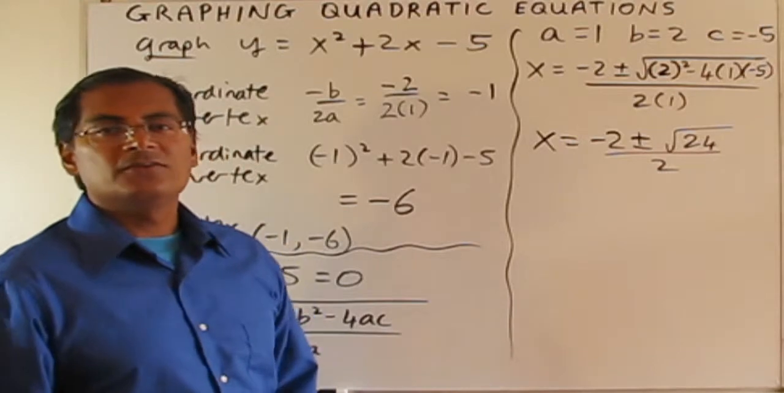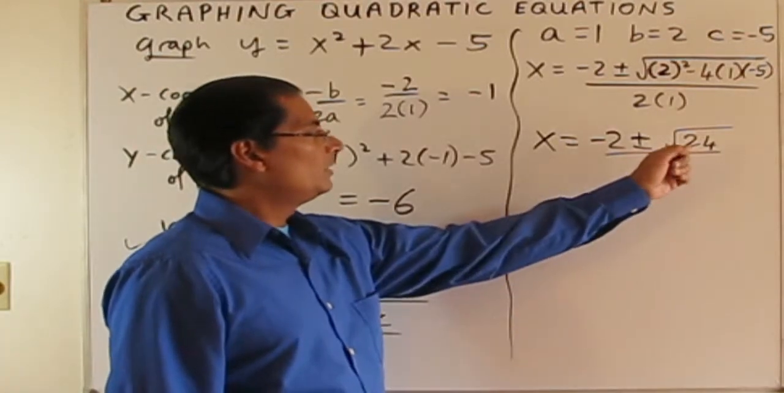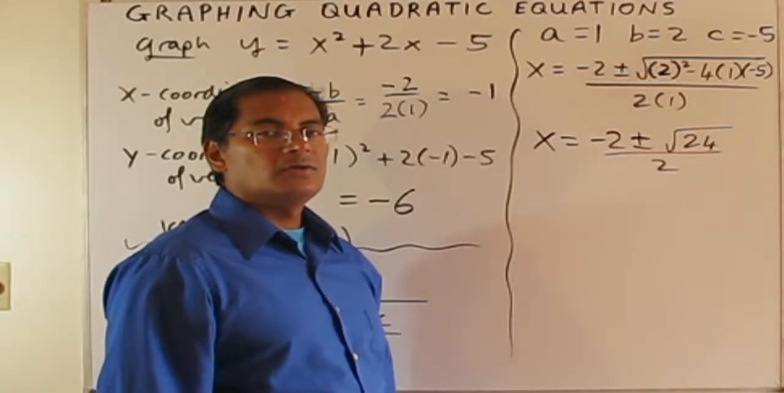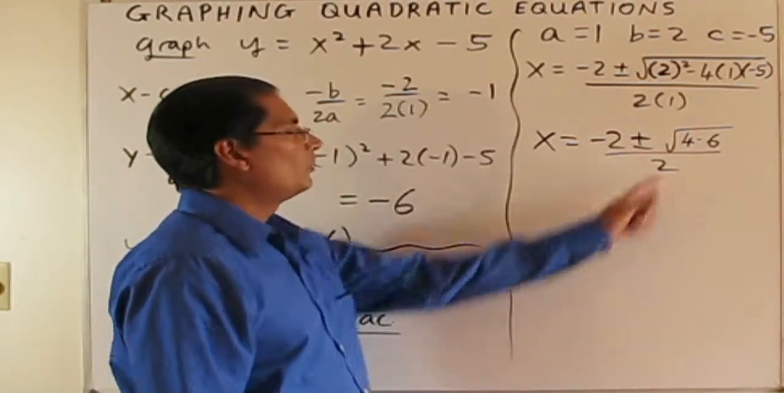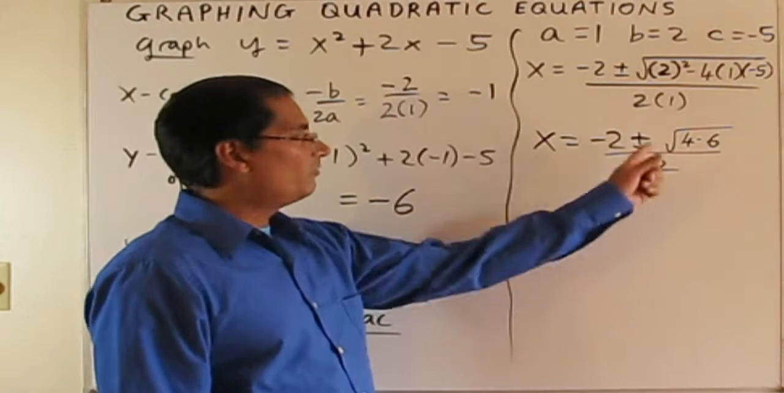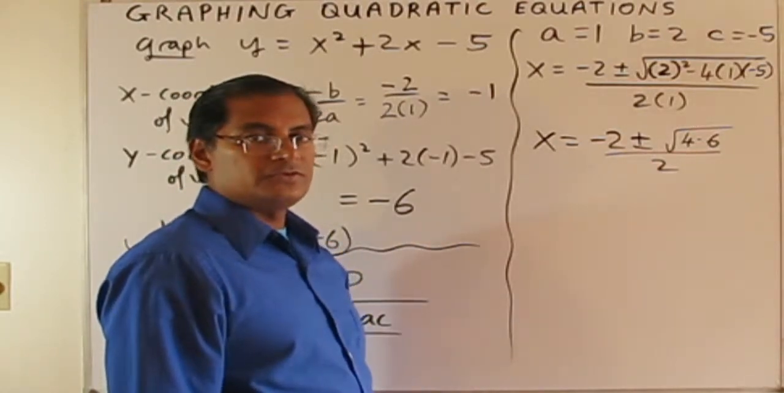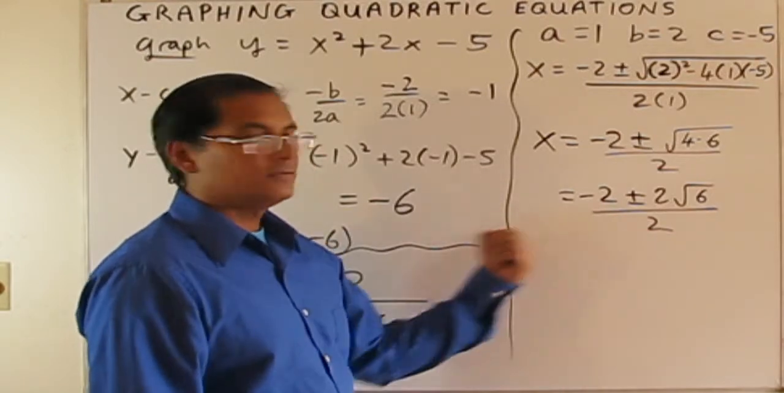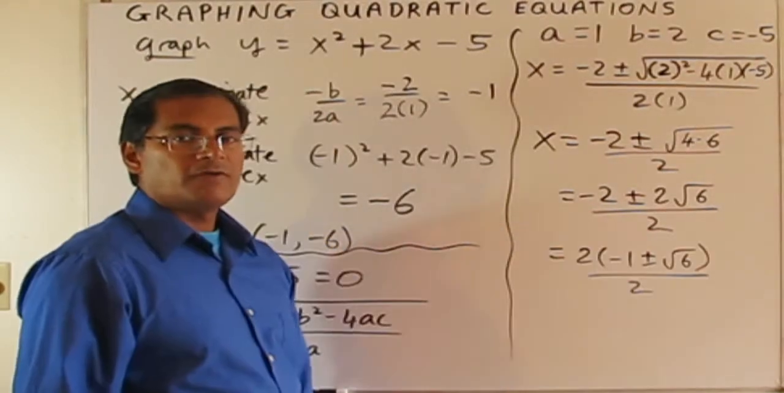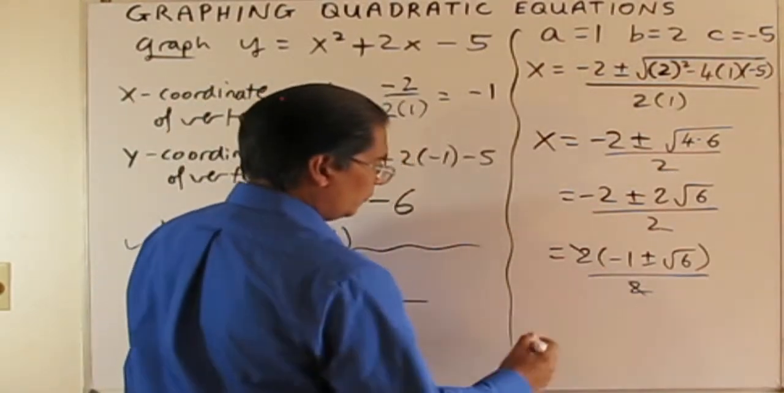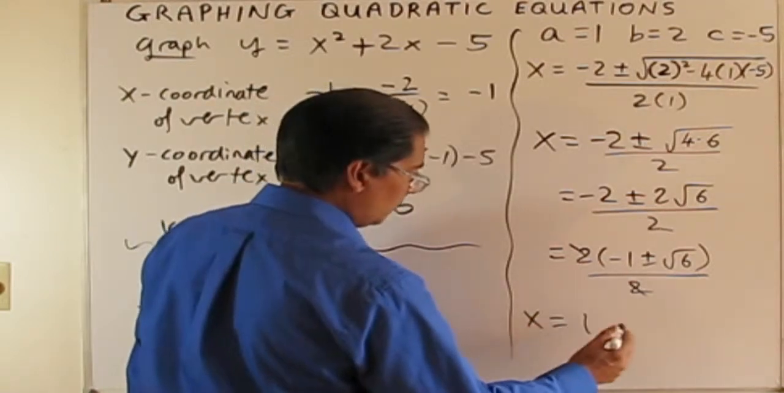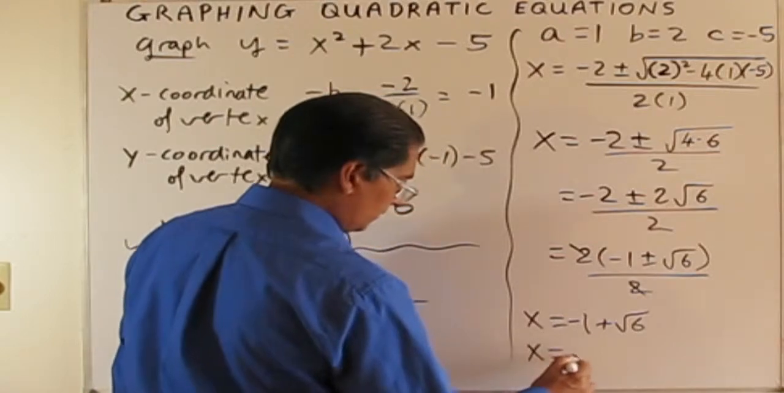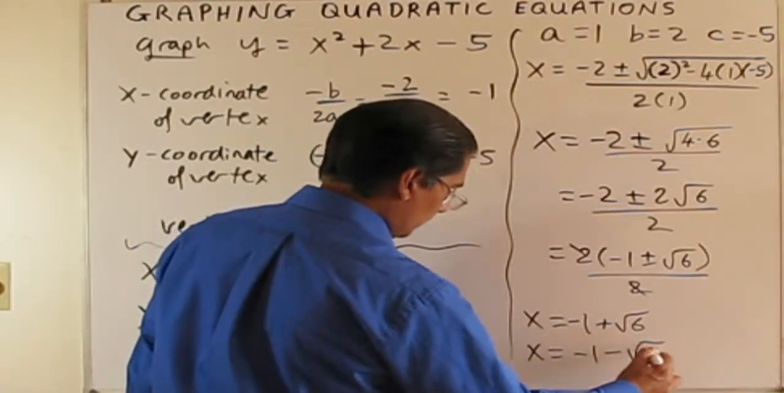Now we can simplify this a little bit further, because the square root of 24 can be broken down into 6 times 4. We can take the square root of 4, because the square root of 4 is 2. And so here's a 2, a 2, and a 2. We can factor out that 2 from the top, and finally these 2's will cancel. So my x-intercepts are x equals negative 1 plus root 6, and x equals negative 1 minus root 6.